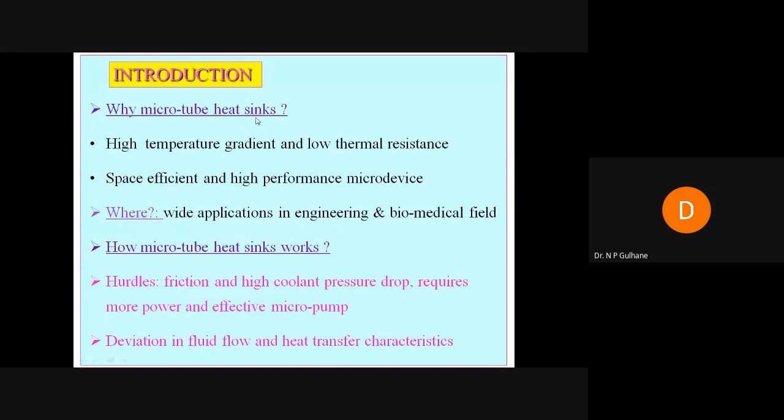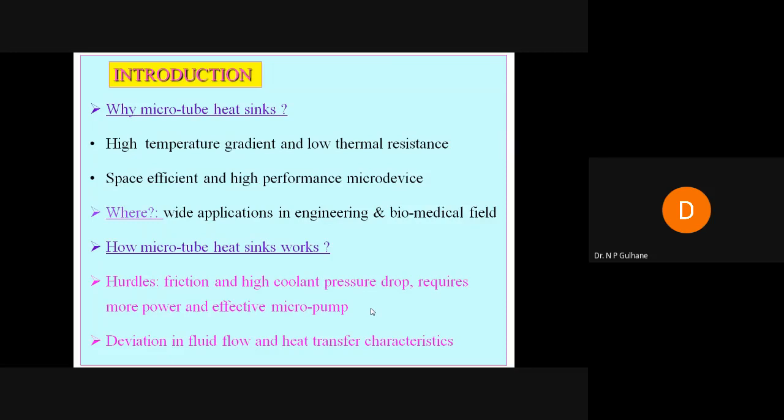Now, this is what the research is. On one side, we have to study the pressure drop; on the other side, we have to increase the heat transfer rate. In doing this, many researchers in the past, with different types of geometry and different types of experimentation, found that there is a deviation in the fluid flow and a deviation in the heat transfer characteristics when we talk about the microtube heat sink.